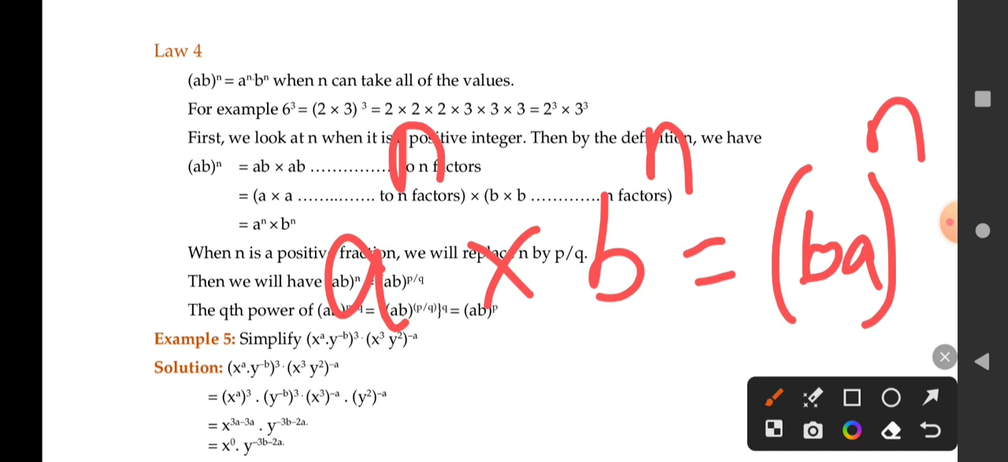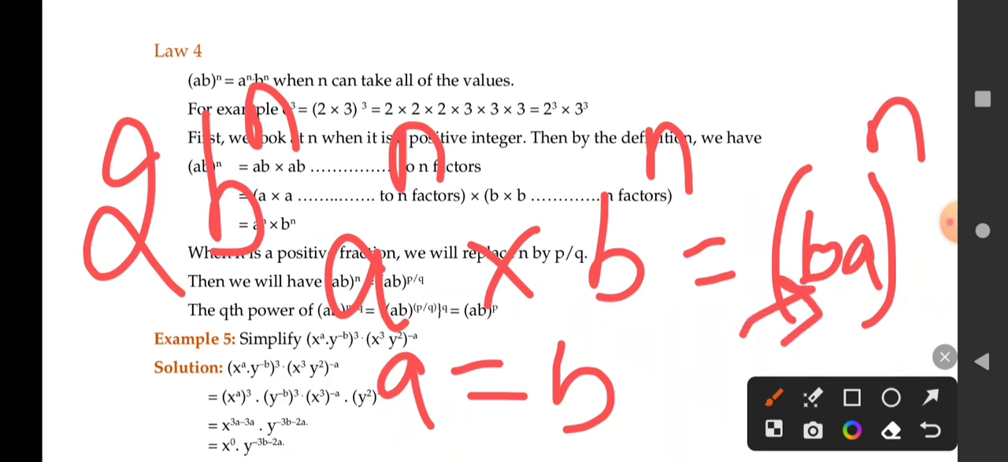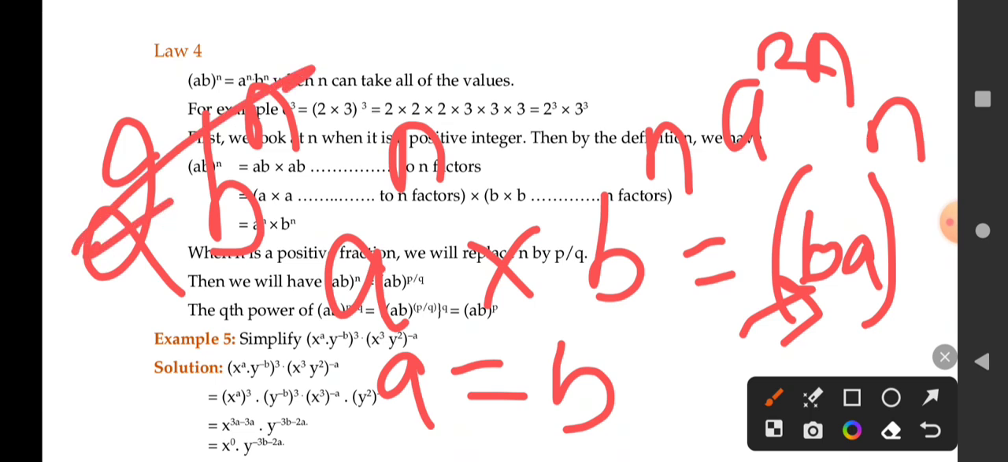So what if a equals b? We have ab raised to n, which is a into a power n. If we substitute a, so a square, a power 2n, right? A power 2n. This is law 3. Okay, law 3.